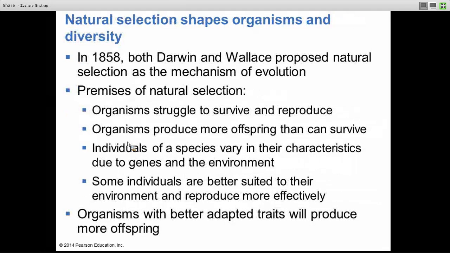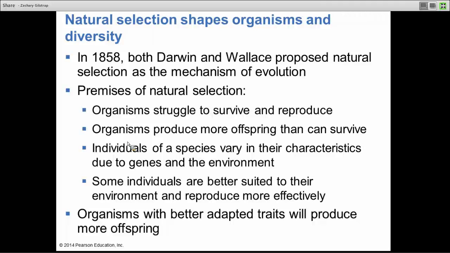Natural selection shapes organisms and diversity. In 1858, Charles Darwin and Alfred Russel Wallace each independently proposed the concept of natural selection as a mechanism for evolution and as a way to explain the great variety of living things. The idea of natural selection follows logically from a few straightforward premises that are readily apparent to anyone who observes the life around us.